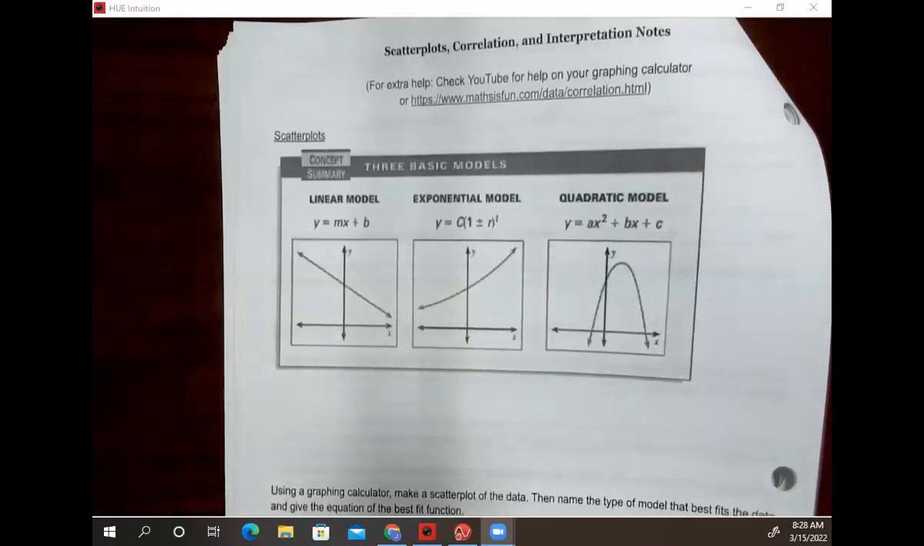We are going to start today on page 32 in your notes packet. And we're going to talk about scatterplots, correlation, and interpreting information from a scatter plot. So we're going to look at 3 different models for today.